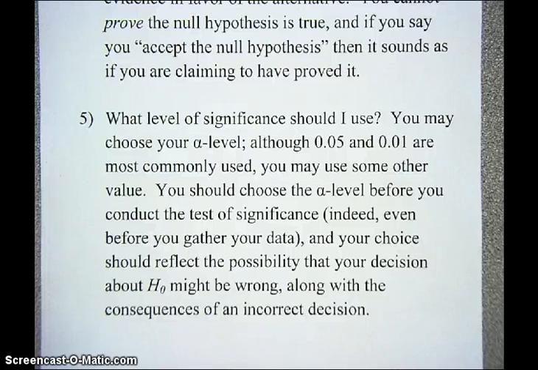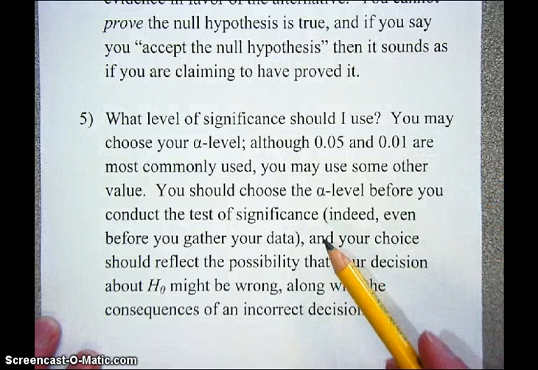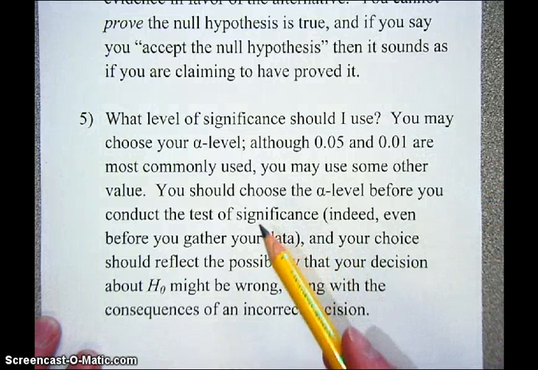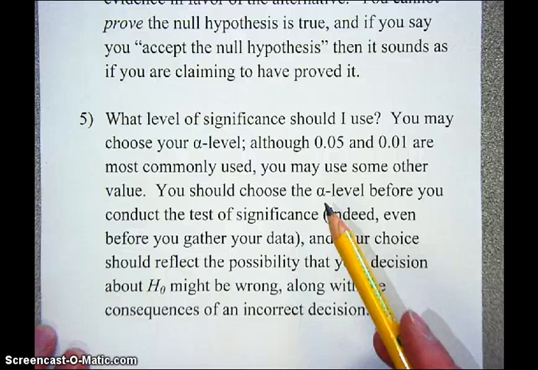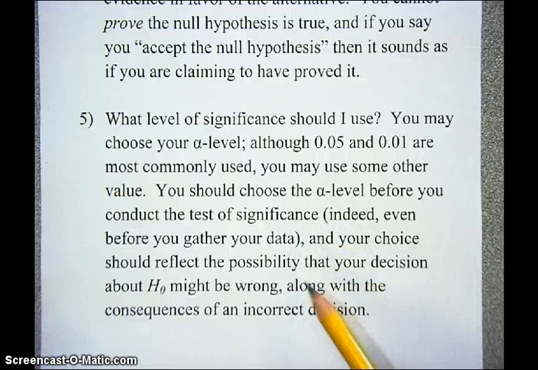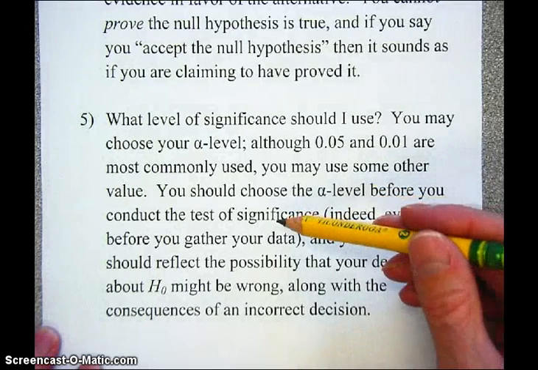But you can choose. Now, when you choose your alpha level, either one of these or some other value, think about these things before you conduct your test. In fact, even before you gather your data, choose your alpha level. What are you going to base that choice on? Well, it's going to be based on the possibility that your decision about the null hypothesis might be wrong, and whatever consequences of an incorrect decision might be. And we'll talk about different ways that you can be wrong in the next video, but think about those things when you choose the alpha level, and then choose it before you get started.